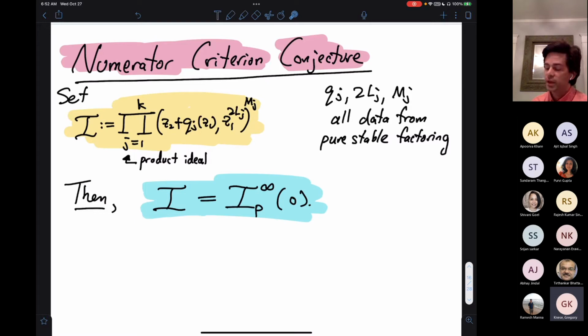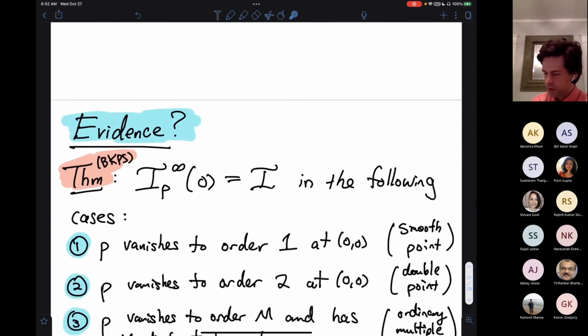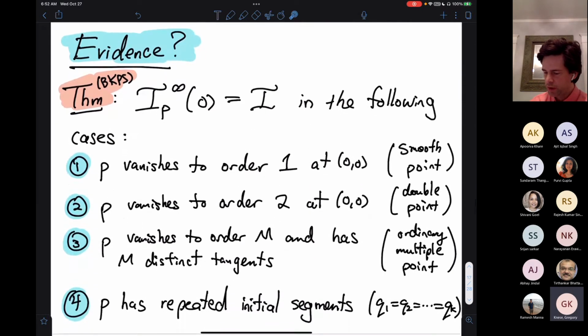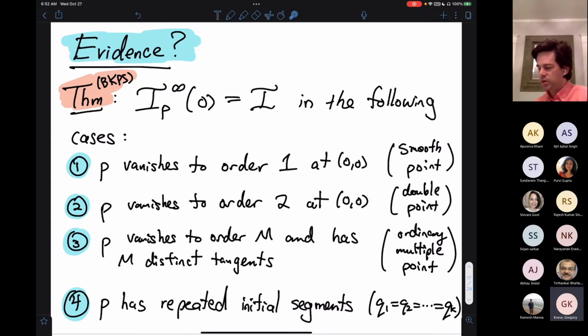short of proving it in general, because there turns out to be interesting combinatorics going on in some sense in the different ways that these initial segments can overlap with each other. It ends up being the real issue. So here's our evidence. The conjecture holds in all of these different cases. So you get a characterization of the admissible numerator ideal.